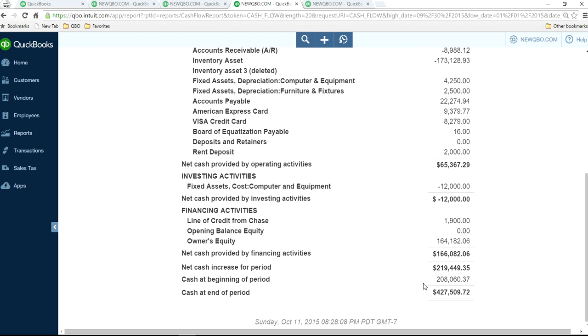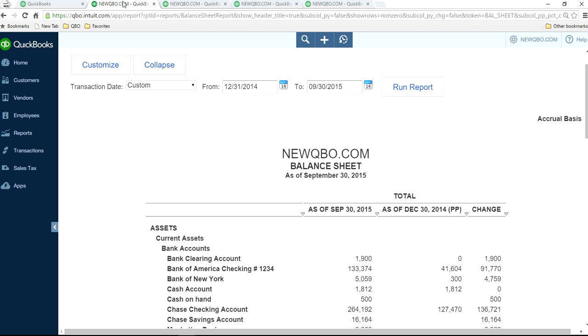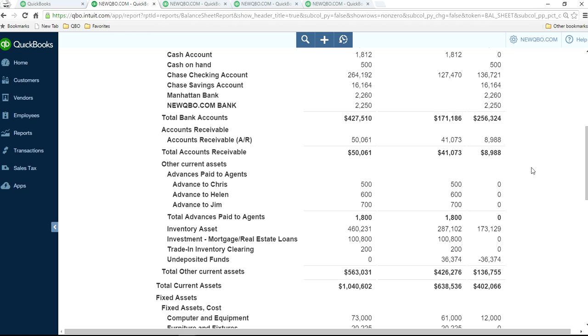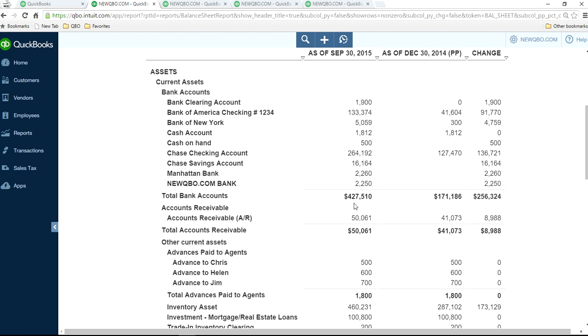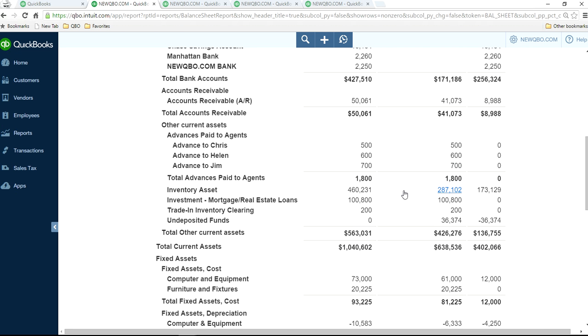The cash increase plus the beginning cash balance is your ending balance, which is 427, and you should match it with your balance sheet number. It's right here, 428. And by the way, if you have undeposited funds like here, they include them as part of the bank balance.